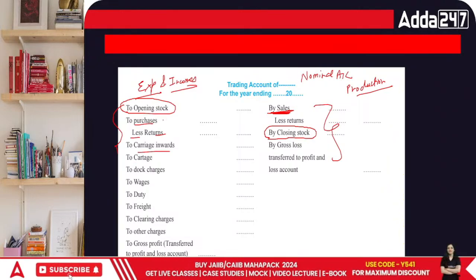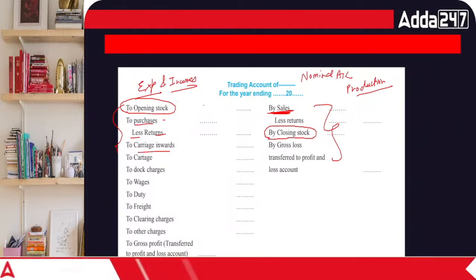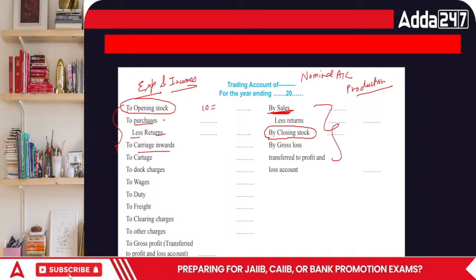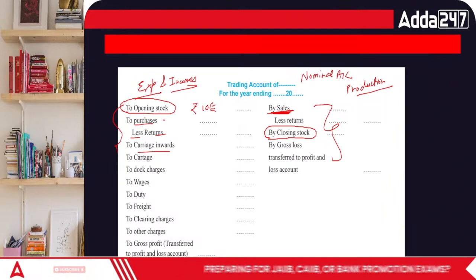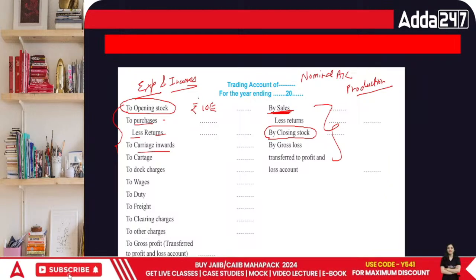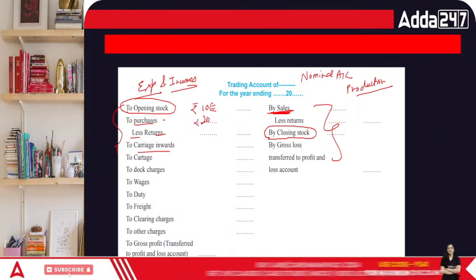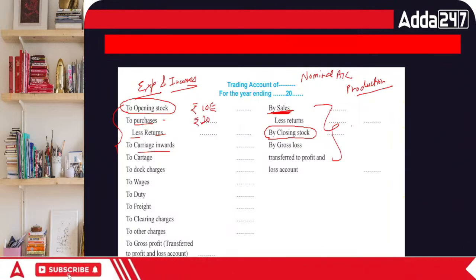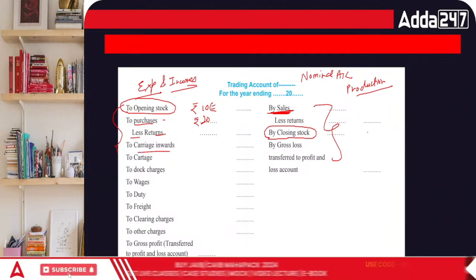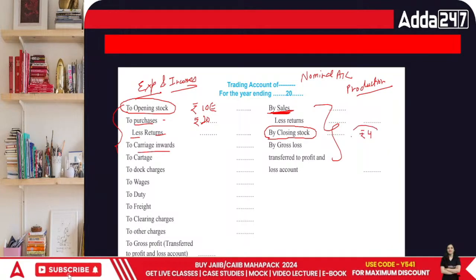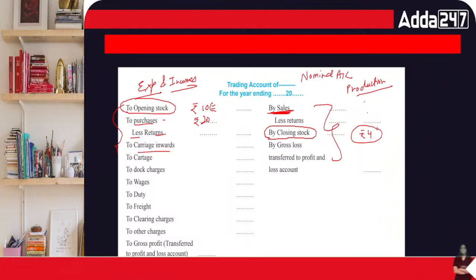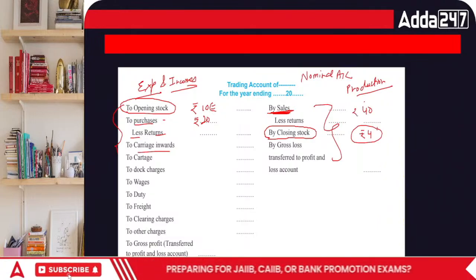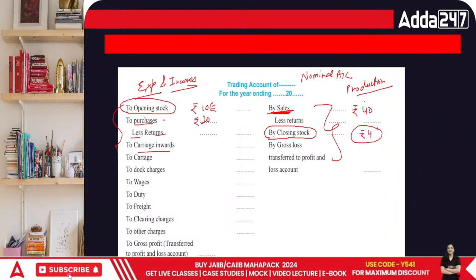Carriage inwards is what? These are the goods that we purchase. Say I had 10 rupees worth of goods in the beginning of the year. Then I bought goods worth 20 rupees further. And by the end of the year, after sales and everything, I am left with barely 4 rupees. That means everything else has been sold. Maybe I sold it for 40 rupees. Obviously, we'll sell it for a price. But this is just related to purchasing something and selling something.